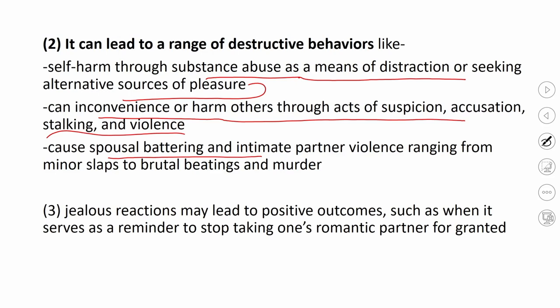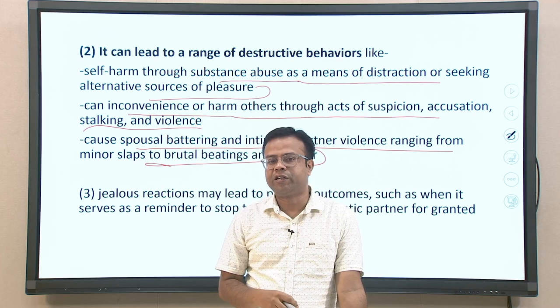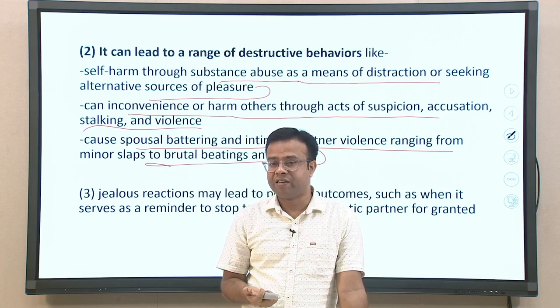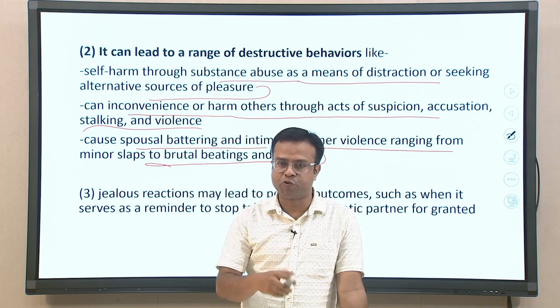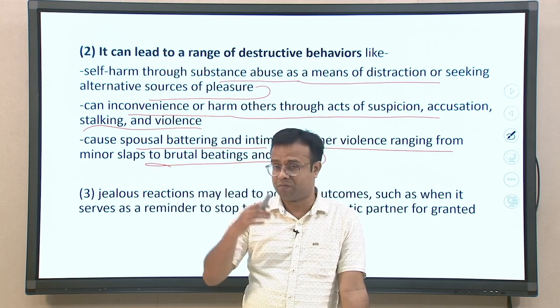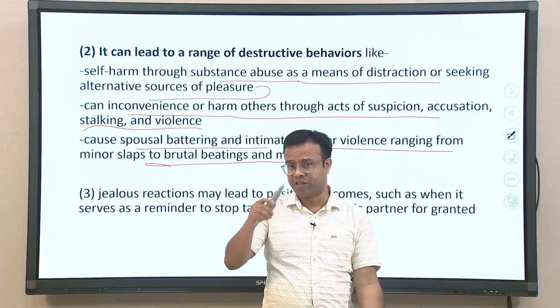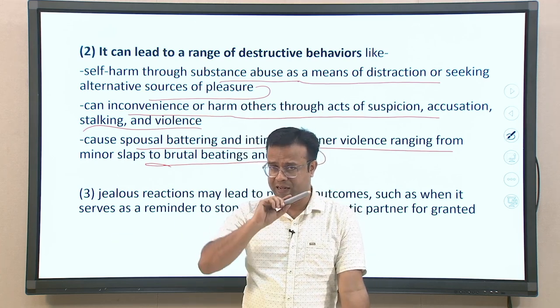A lot of these cases happen because of jealousy. Battering and intimate partner violence range from minor slaps to brutal beating and even murder. So, a lot of such cases could happen in an intimate relationship. Whenever jealousy has arisen because of a third person, it can lead to spousal battering and intimate violence, from slapping or physically abusing people to even murder. To that extent it can go. So, a lot of destructive behavior can emerge as a result of jealousy as an emotion.